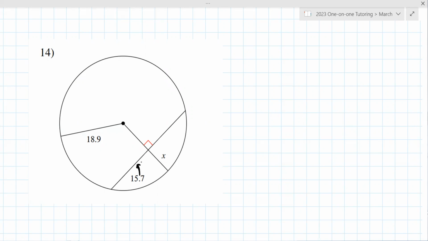I think I need help on this one. Okay. Here's your hint. I'll give you two hints. Draw this right here. And that's also 18.9. And then find B. That will also help. Okay.